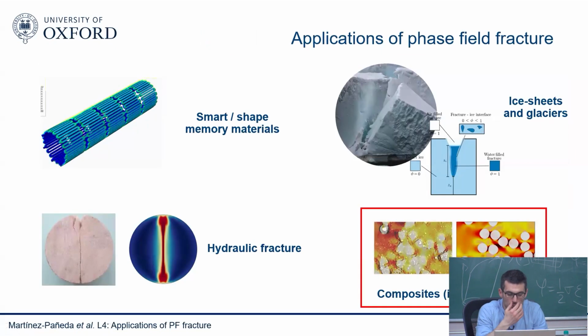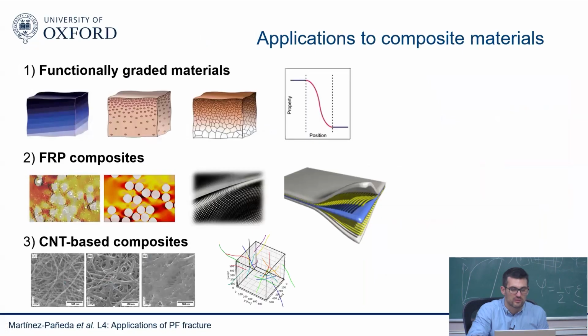Okay, so that takes me to the last element, and I have half an hour to cover this, which I think should be fine. Composites. And I want to cover 3 things. Functionally graded materials, which are arguably a type of composites. Fiber reinforced composites, carbon and glass fiber reinforced composites. And finally, carbon nanotube based composites, kind of smart materials.